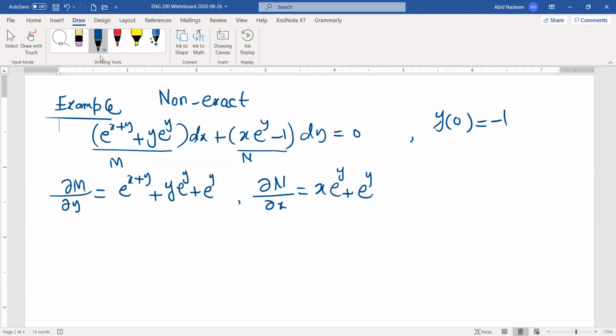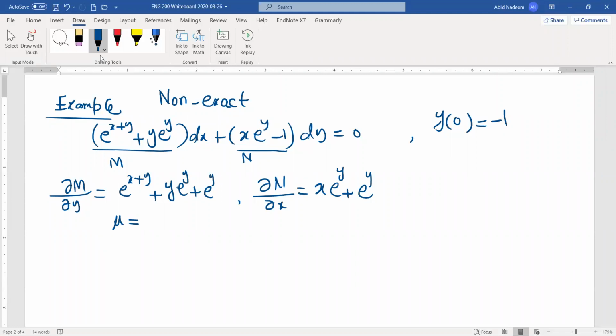Okay. So in this situation, if we want to make this equation exact, there is a procedure. For this procedure, we need to find a function mu, which we will multiply with this original equation, and then that equation will become an exact equation. So how can we find this mu? This mu can be found by one of two approaches.